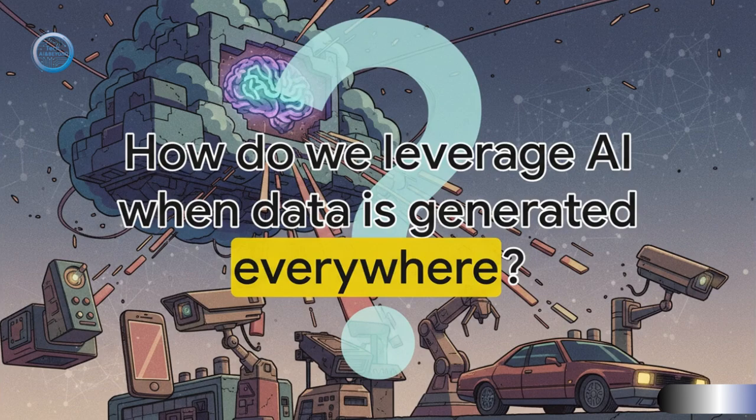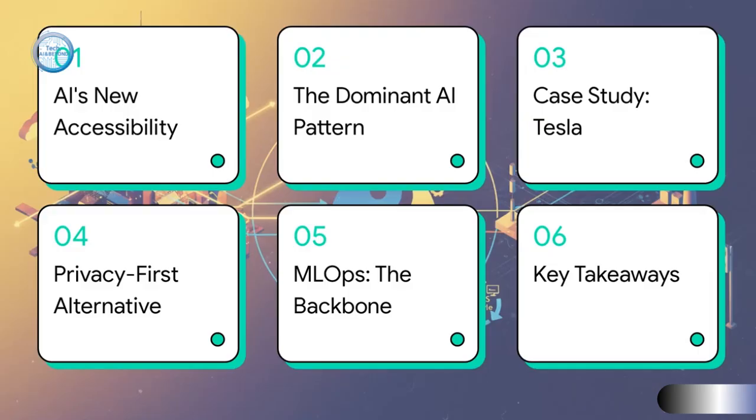So let's dive in and explore how we bring intelligence to life, from the huge data centers in the cloud, right down to the tiniest sensors at the very edge. All right, so here's our game plan. We're going to start with how AI even got so accessible in the first place. Then we'll get into the weeds of the dominant architectural pattern that powers most of the AI you see today. We'll make it real with a deep dive into Tesla's Autopilot system, and then we'll pivot to look at a super important privacy-first alternative called federated learning. And finally, we'll talk about the operational backbone that makes it all work at scale, a discipline we call MLOps, before we wrap everything up with the key takeaways.